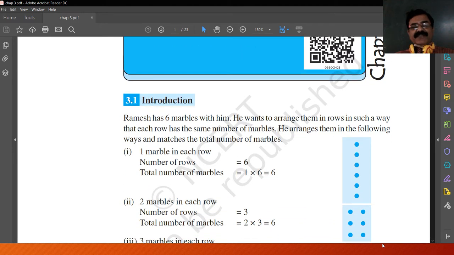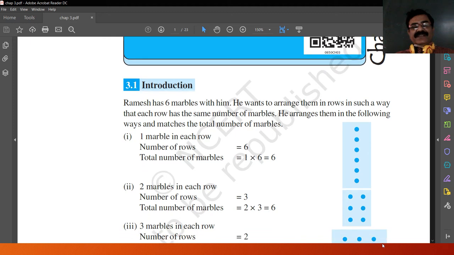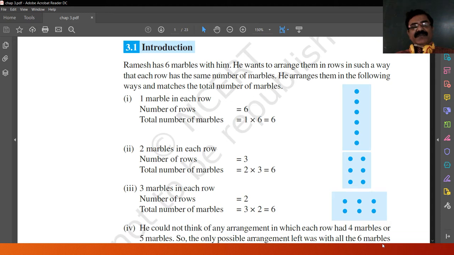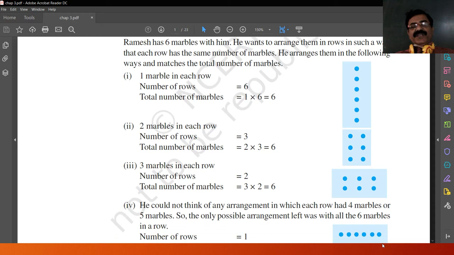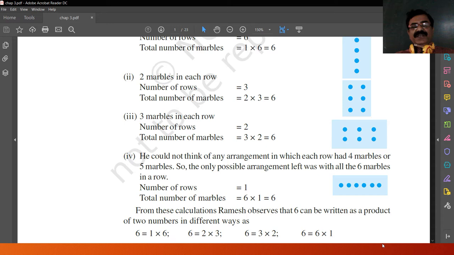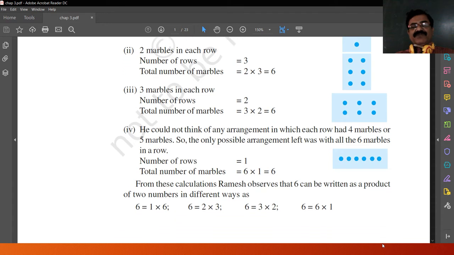Second, marbles in each row, that is 3. So the total number of marbles will be 2 into 3, 6. With 3 marbles in each row, the number of rows will be 2. Total number of marbles will be 3 into 2 is equal to 6. He could not think of any arrangement in which a row had 4 marbles or 5 marbles. So the only possible arrangement left was with all 6 marbles in a row, that is the number of rows is equal to 1. Total number of marbles 6 into 1, that is 6.